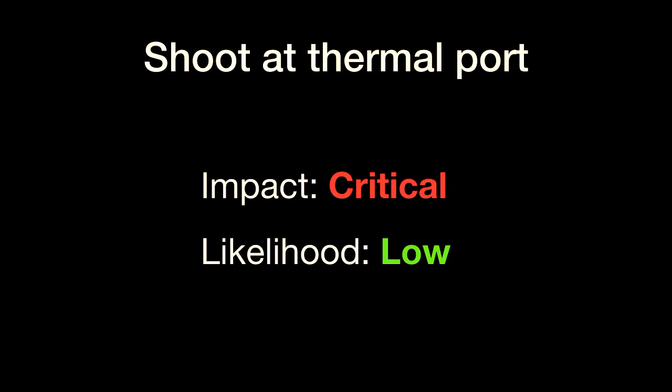And finally, shoot at the thermal port. And that one is the most complicated kind of risk, because the likelihood is low. It's low because it's a really hard shot. And also, you are kind of relying on security through obscurity. You're kind of relying that the rebellion doesn't know about that, right?